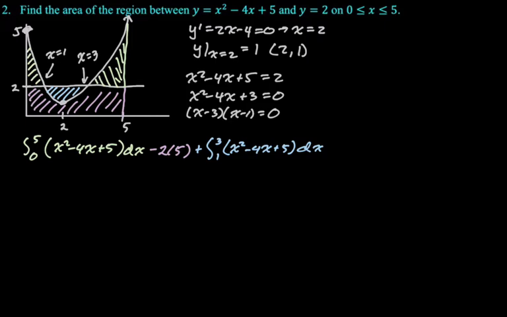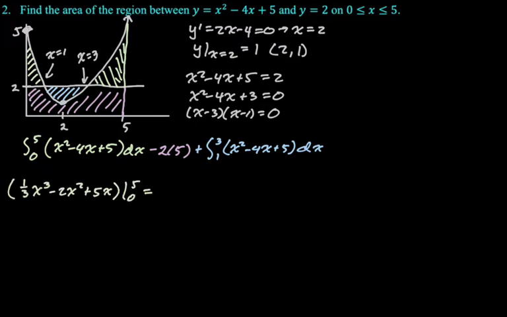This is a complicated way of doing it. I don't know why I decided to do it this way. You could have just done 0 to 1 of top, take away, bottom, and then 1 to 3 of top, take away, bottom, and then 3 to 5 of top, take away, bottom. If that's how you want to do it, you will get the answer. I don't know, I decided to do it this way. I'm going to do each of those integrals separately.